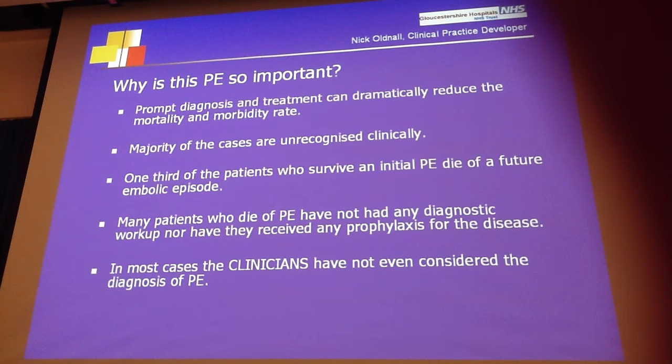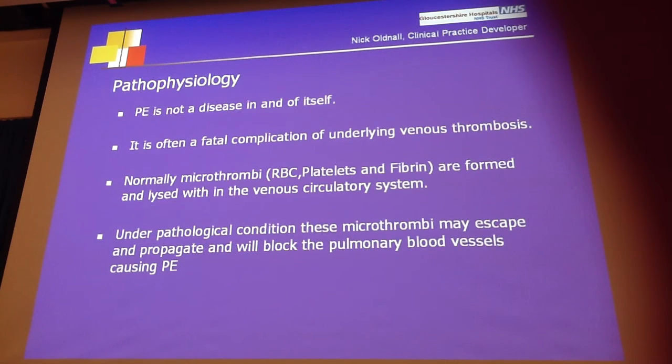So your body will break them down, but it typically takes several hours. And normally, as they get smaller and smaller, eventually they get forced through the lungs, and they will wind up being picked up by your RE system in the liver, bone marrow, or spleen. Okay, we put down here that it's not a disease, but it is often a fatal complication of venous thrombosis. And normally I put down here it's microthrombi, so it's RBCs, platelets, and fibrin. Okay.